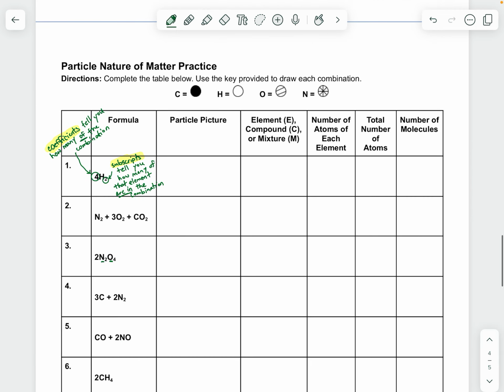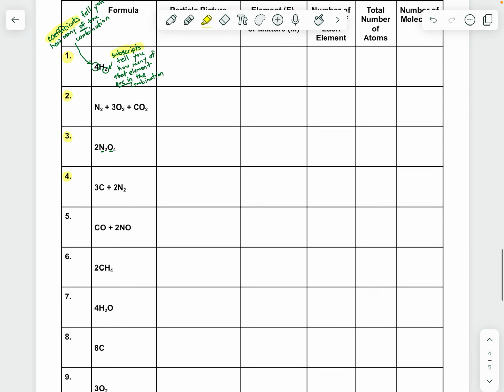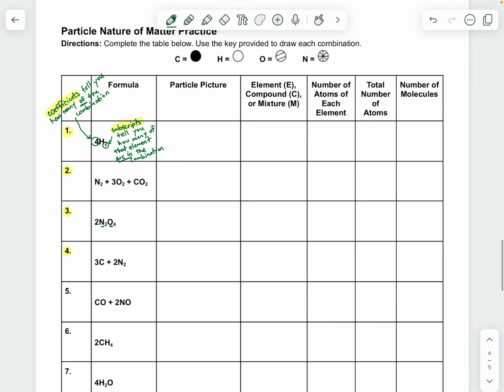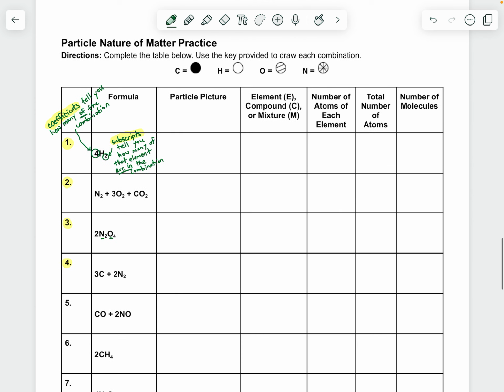Now coming down here, again, I am going to do numbers 1, 2, 3, and 4, and then you can work through the rest and turn it in when you are done. Very, very similar to our activity with the paper clips. I have a little key up there that represents each element.